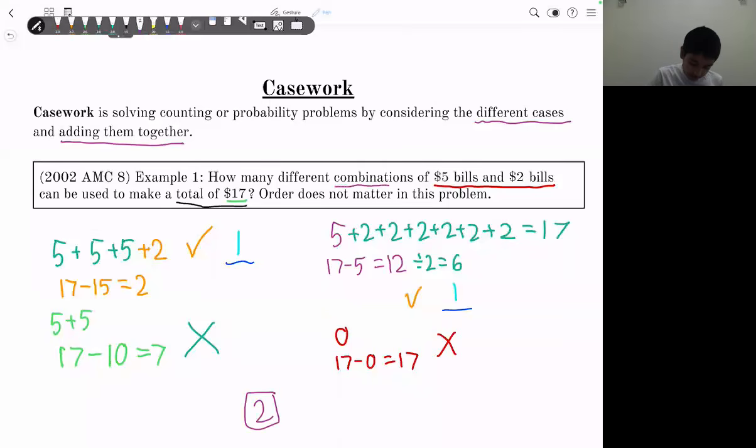Remember, combinations means no order. The order does not matter. So for example, having the $2 bill here or here, you don't have to worry about any of that. So our answer would just be 2.